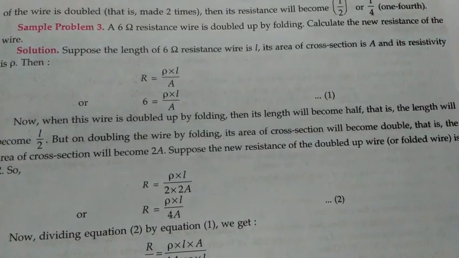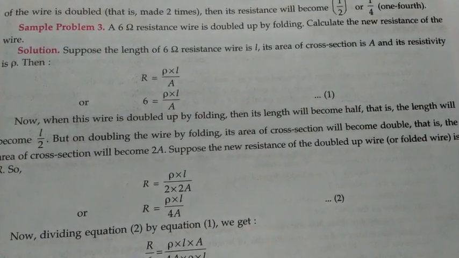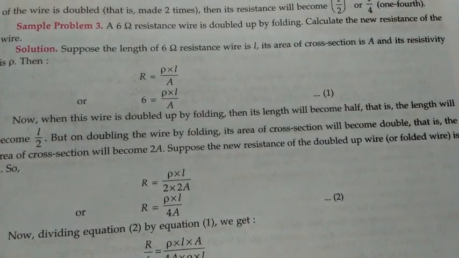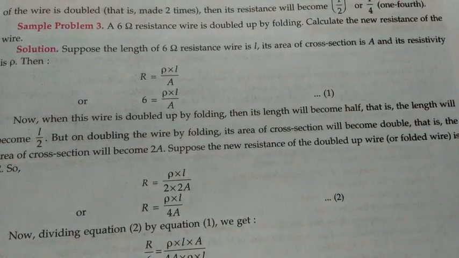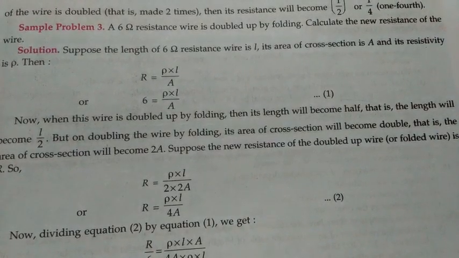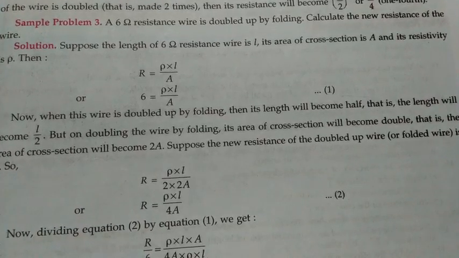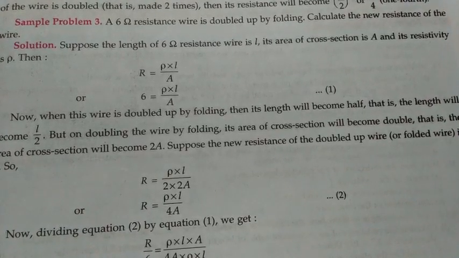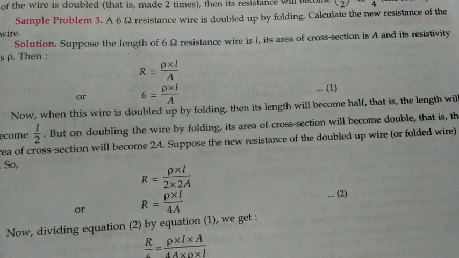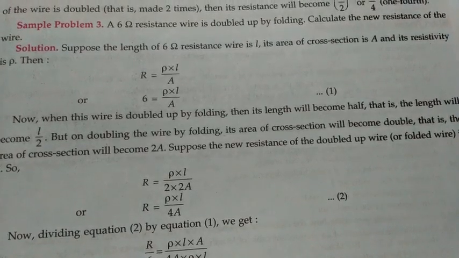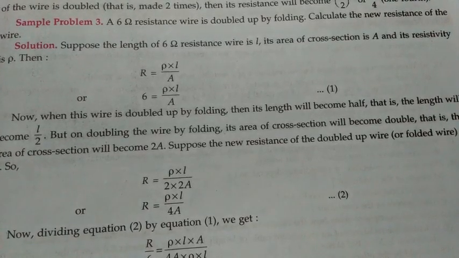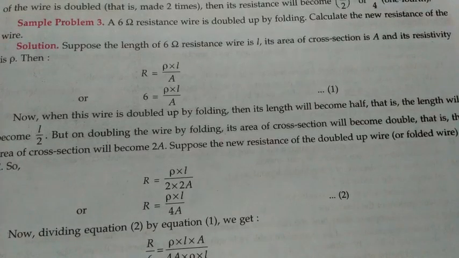Now see the next problem in front of you. A 6 ohm resistance wire is doubled up by folding. Calculate the new resistance of the wire. So students, please be very careful about whatever condition is given. Here it is written that a 6 ohm resistance wire is doubled up by folding.